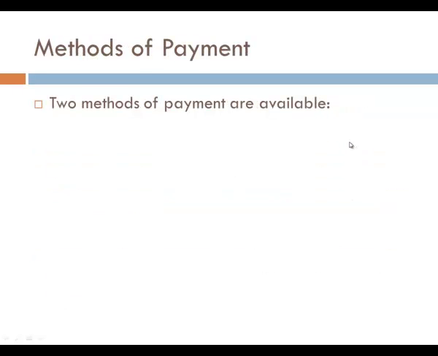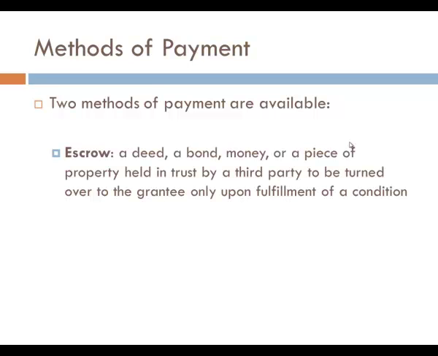Now there are two methods of payment. The first is escrow. Escrow is defined as a deed, bond, money, or piece of property held in trust by a third party to be turned over to the guarantee only upon fulfillment of a condition. Now for property tax purposes, escrow is where the bank that you have a mortgage with collects an estimated 1/12 of your property taxes per year so that it is in bite-sized chunks rather than all at once. This is kind of like when your employer withholds personal income taxes from you.